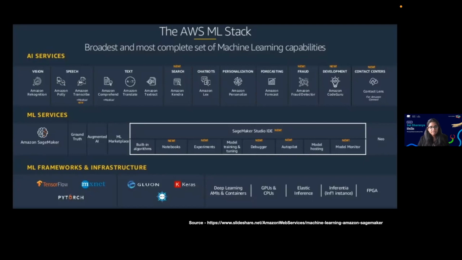And under machine learning services, SageMaker offers, starting from setting up your notebooks to sharing those notebooks, running experiments, hosting models in real time or on the edge, and capabilities to monitor your models, with support from a wide range of infrastructure and frameworks like PyTorch, TensorFlow, MXNet, Keras, and so on. AWS has a lot of services which can help out with your MLOps journey.